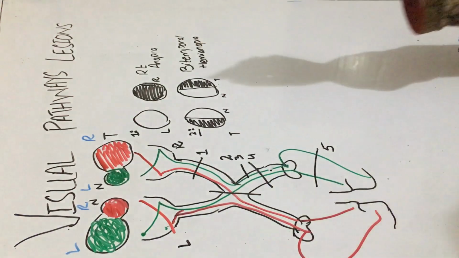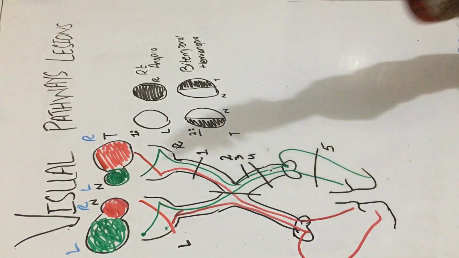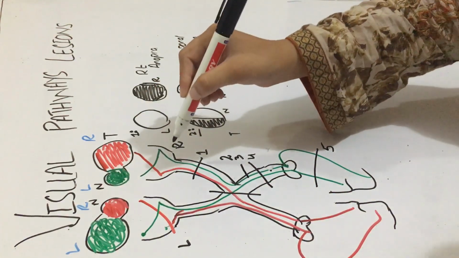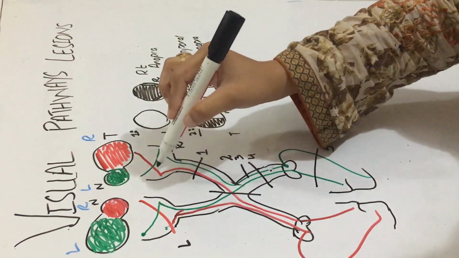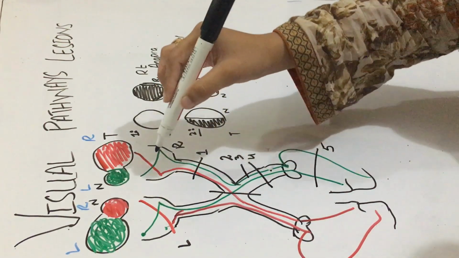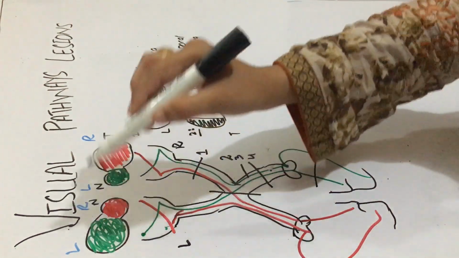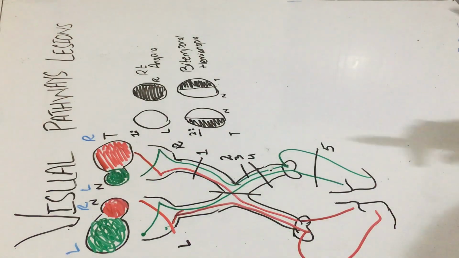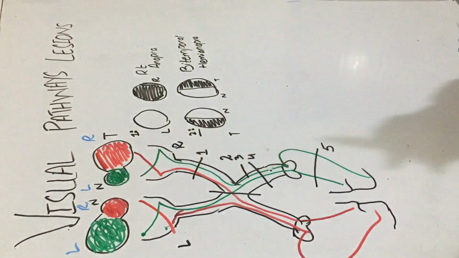One thing should be clear: this bitemporal is in reference to the visual field, not in reference to the eye, because these fibers are actually coming from the nasal side of both eyes, but these nasal sides of both eyes are carrying the fibers from the temporal sides of both visual fields. So there would be bitemporal hemianopia.